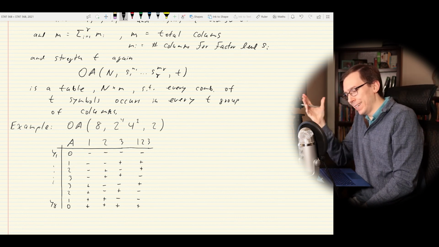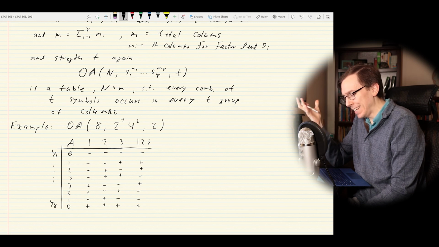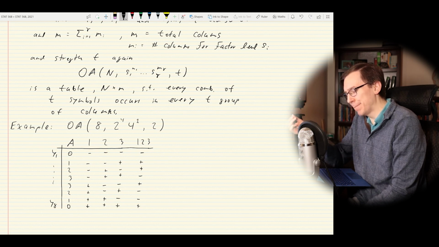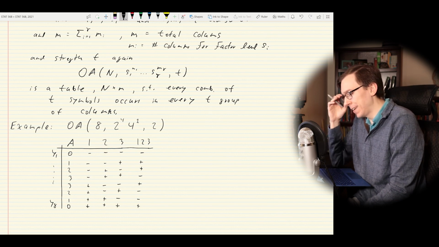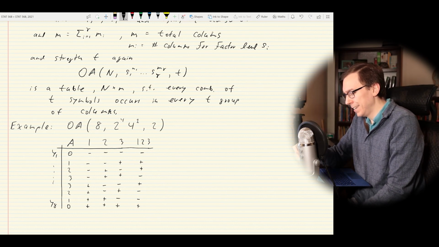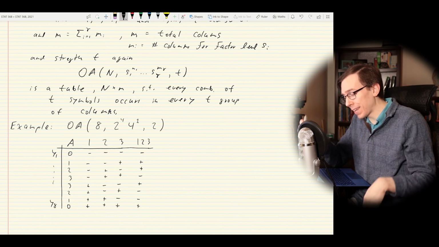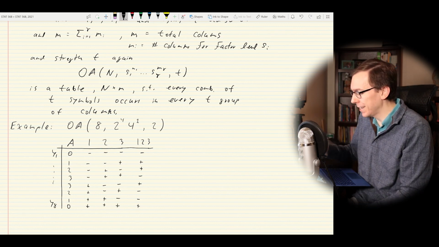So what is going on here? Well, the idea is that for any pair of columns, we have strength 2. That means that any pair of columns should see every symbol combination occurring an equal number of times. We saw that already with the 2 to the 3 design. I have 4 columns, which is why it's a 4, because I'm including the 3-way interaction term. Any pairing of these columns will have an equal number of minus minus, minus plus, plus minus, and plus plus. But I also get the same thing occurring with column A.